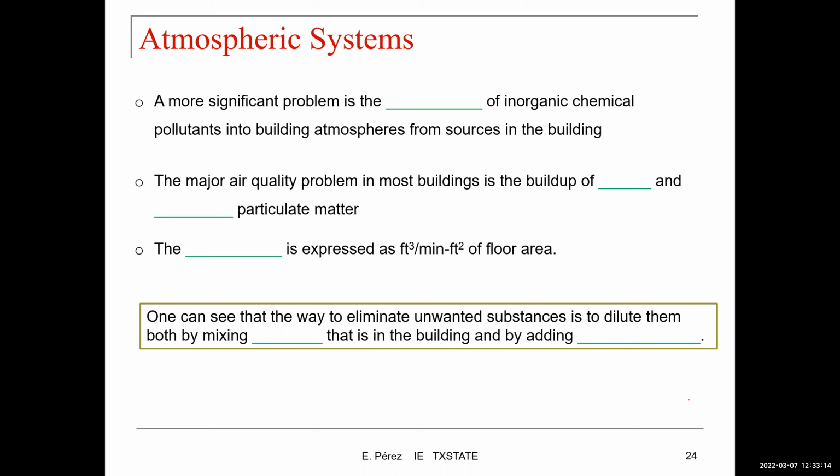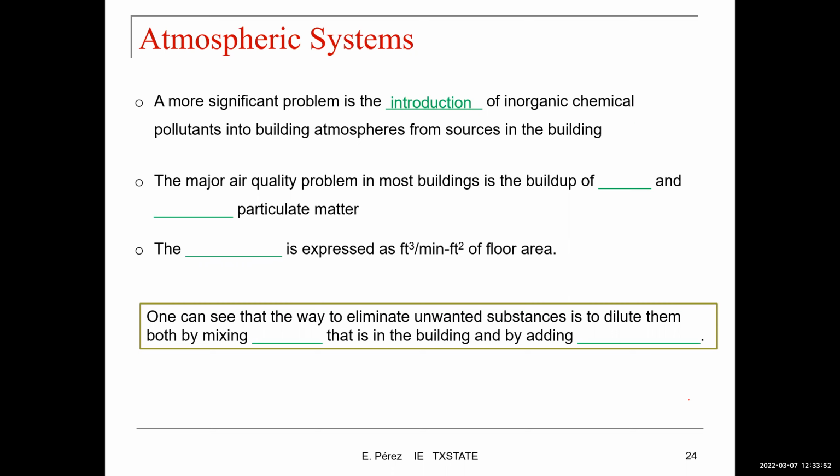A more significant problem is the introduction of inorganic chemicals. So we talk about pollutants into the building atmosphere from sources in the building. We talk about the idea of introducing these from different sources, through the windows, through the walls, through the ceiling. So we want to make sure that if we are building some specific high-tech or any type of product, we keep these pollutants outside the building.